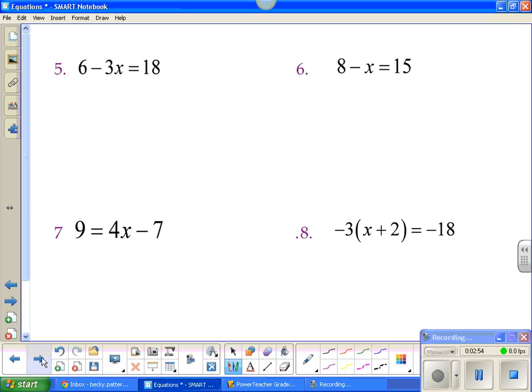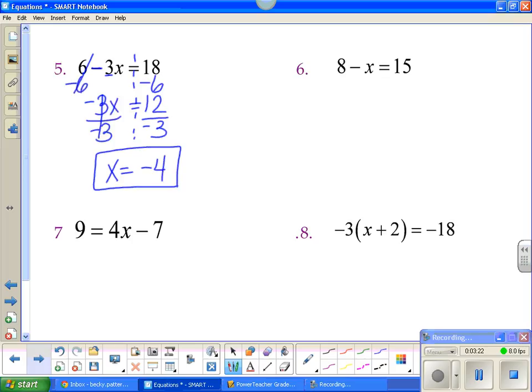Number 5, again, it's important to understand that that negative belongs to that 3. So this 6 is positive. So to move it, we are going to subtract 6. But the negative is still on that 3x. Positive 18 minus 6 is a 12. Divide both sides by negative 3. X equals a negative 4.